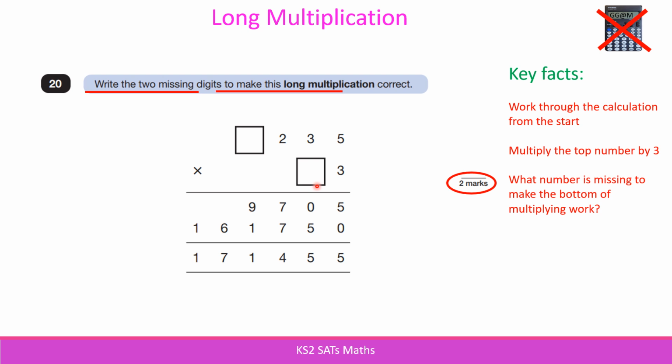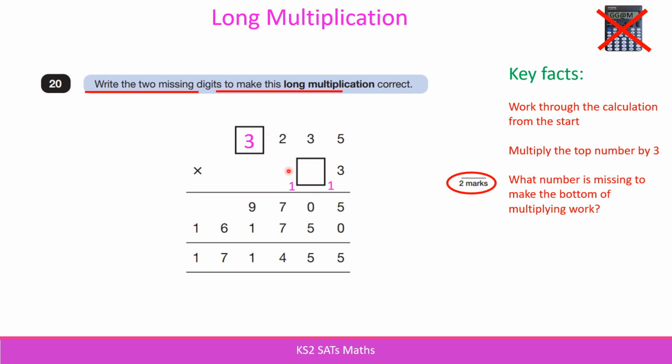Fantastic, well done. So we're going to start off by doing the calculation. So 3 times 5 is 15, so there was a 1 carried in here, so we could put the 1 up here. I've now got 3 times 3, which is 9, plus the 1 gives me the 10, which gives me a 1 and a 0. 3 times 2 is 6, plus the 1 gives me a 7. Now I've got 3 times something gives me 9. So 3 times 3 is 9. So the missing number in here is 3, and that will give you 1 mark in the exam for getting the number 3.